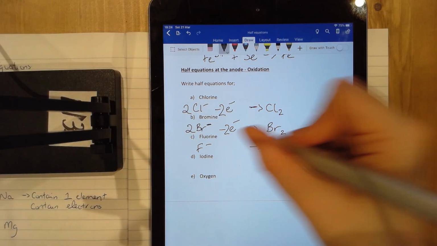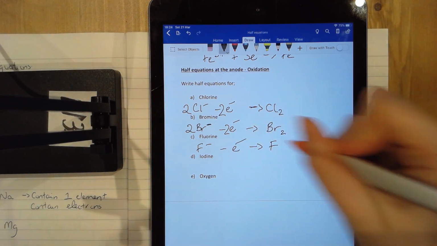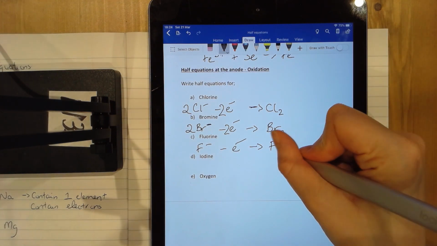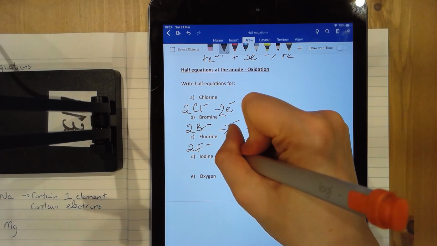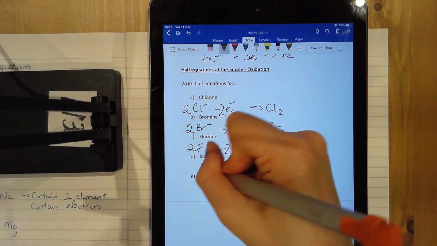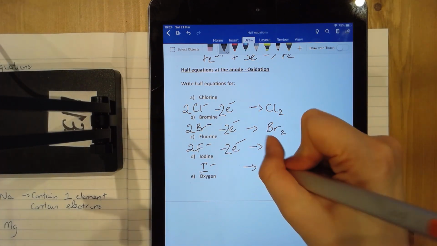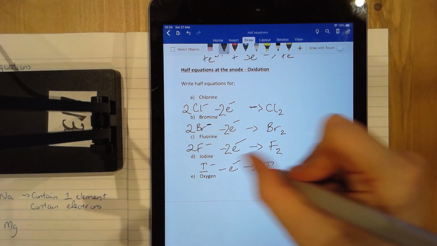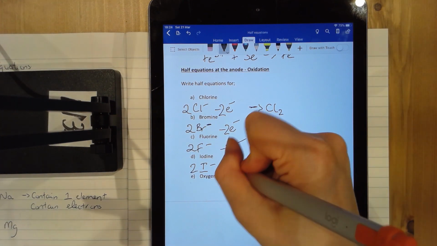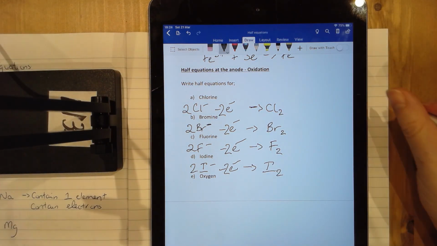I want to make it fluorine again. It needs to lose an electron. But then I remember it's F2, which means it needs to be 2F- there and 2 electrons there. Iodine, I-. I want to make it I again. It needs to lose an electron. Therefore, it has to be 2I- goes to I2 plus 2 electrons. So they're all done in exactly the same way.